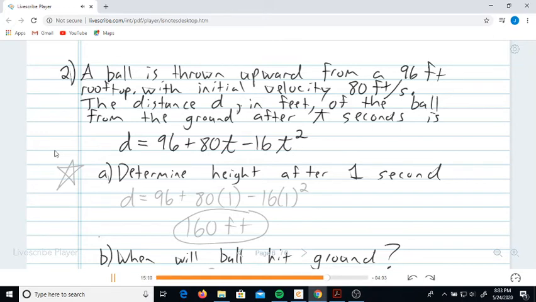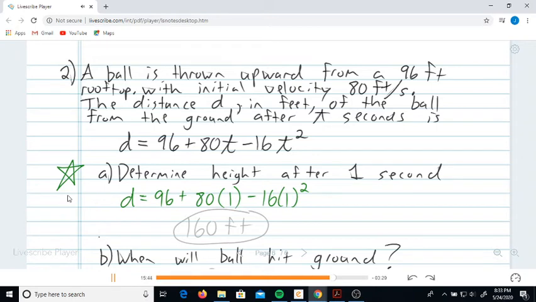So d represents height above the ground, t represents time in seconds. So you just need to plug in the known value. If we look at part A, determine the height after 1 second, we know 1 second is a time value. So we set t equals 1, and that will tell us what the height value is after 1 second.